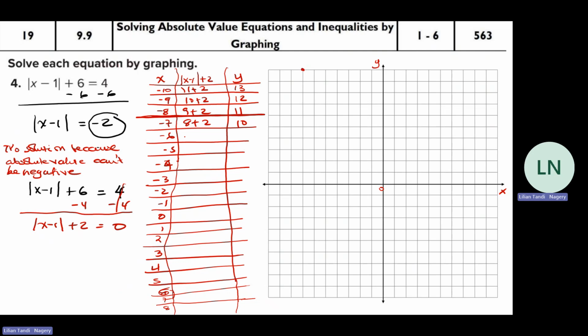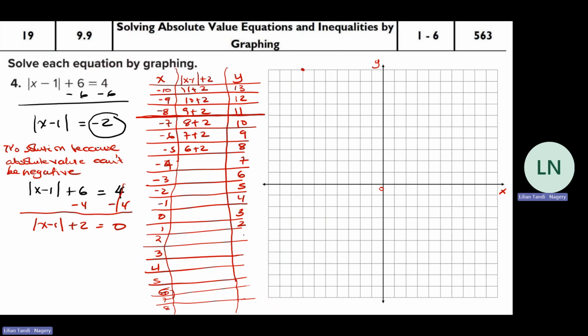Okay? Then this will be -6. That will be 7 plus 2, which is 9. That will be 6 plus 2, which is 8. I'm noticing my numbers are going down by 1. So this will be 7, 6, 5, 4, 3, 2. And this will be 0. Let me see. No, it's going down by 1.